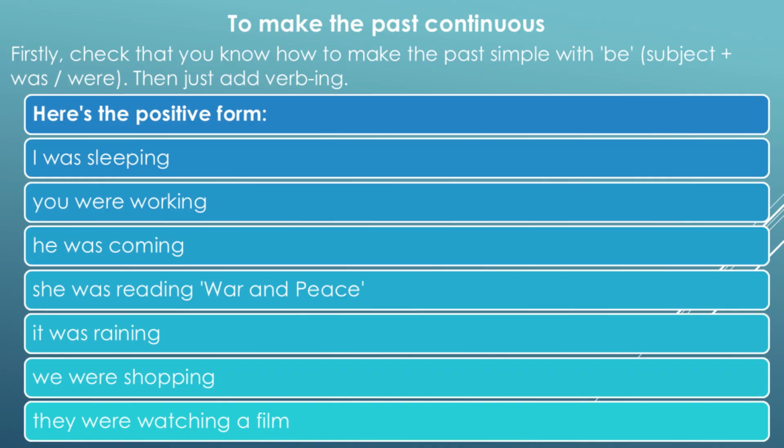To make the past continuous, firstly check that you know how to make the past simple with be: subject plus was or were, then just add verb plus ing. Here's the positive form: I was sleeping, you were working, he was coming, she was reading War and Peace, it was raining, we were shopping, they were watching a film.